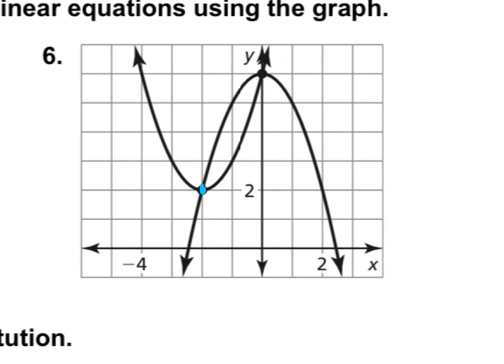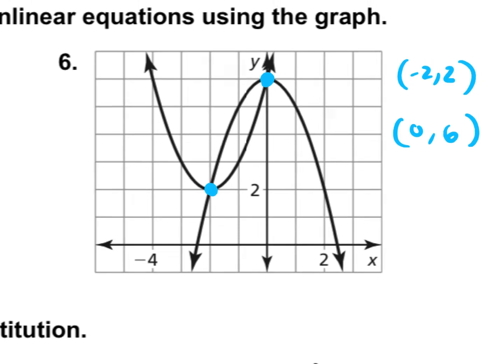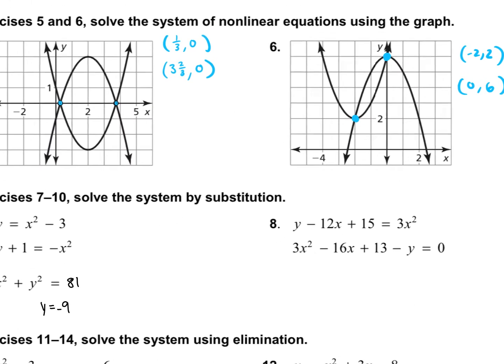What would be our two solutions for number 6? -2, +2. And 0, 6. Perfect. So just find the coordinates for each point. Sometimes our graph may overlap in only one spot, so we would only have one answer. What do you think our solution would be if the two graphs don't overlap? No solution. Perfect.